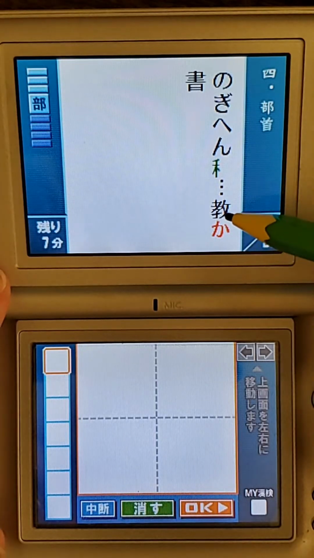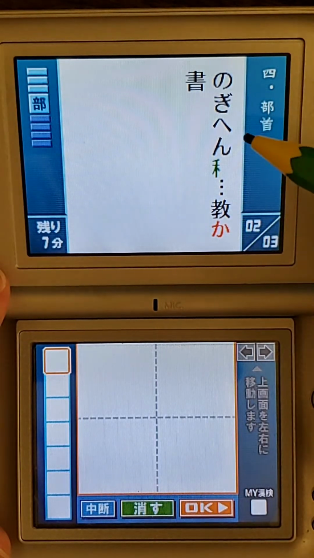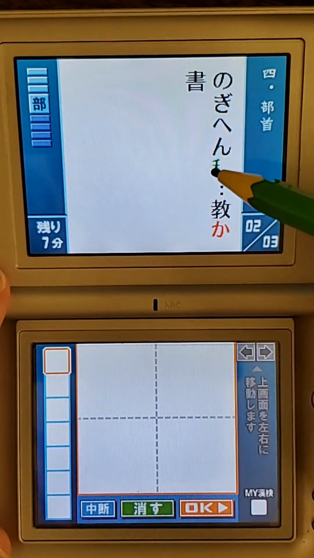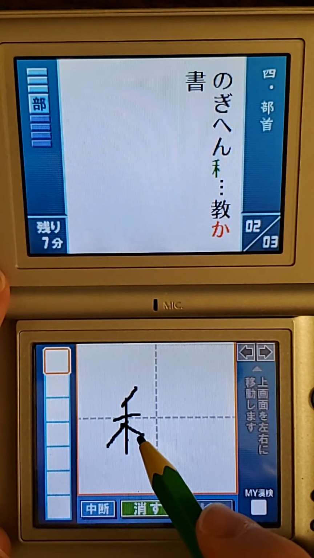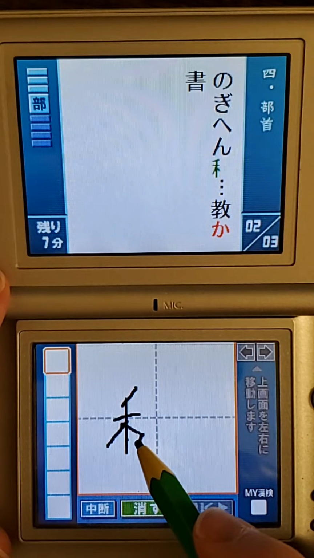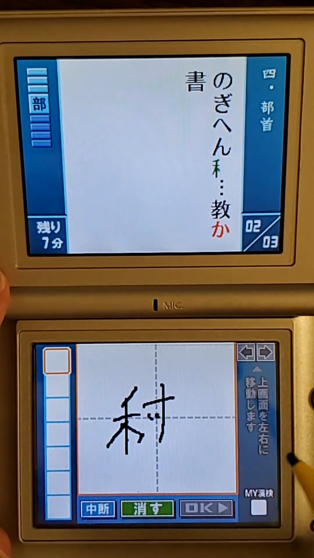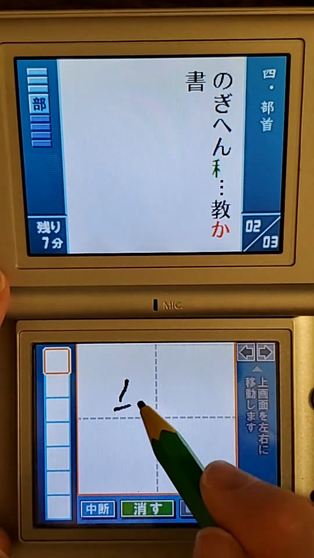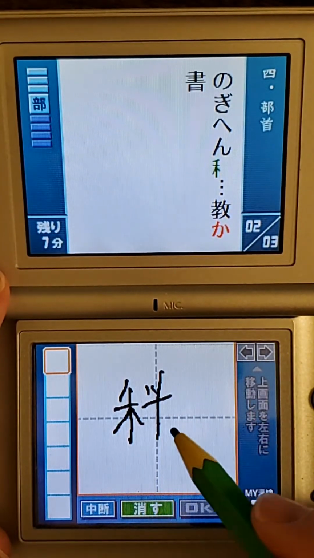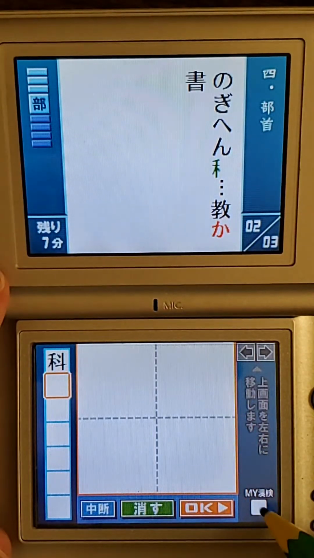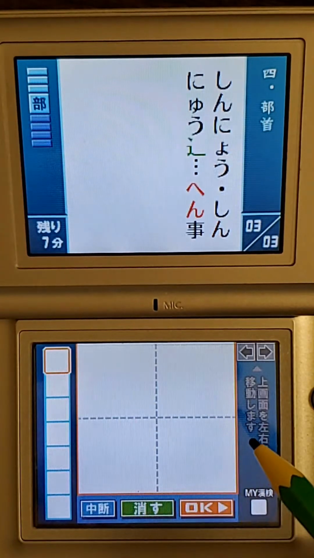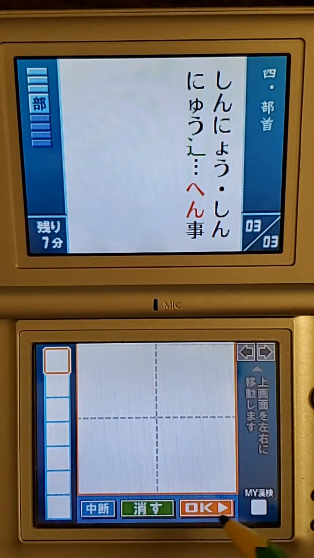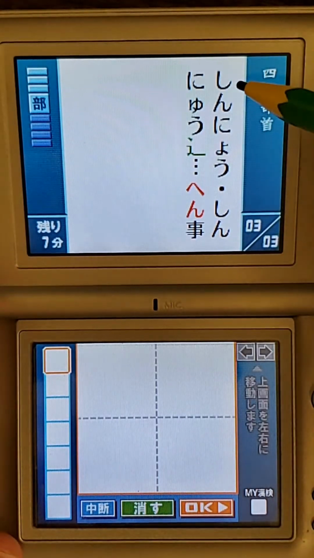So kyo kasho. So teach. I think this is like subject and this is book. So subject. So put nogi hen. And then I'm not sure of the stroke order. It's a little bit off. I'm going to put it in my Kanken because I had the dots below the parallel line there. So I put it in my Kanken. I got it right, but I put it in my Kanken to study later.